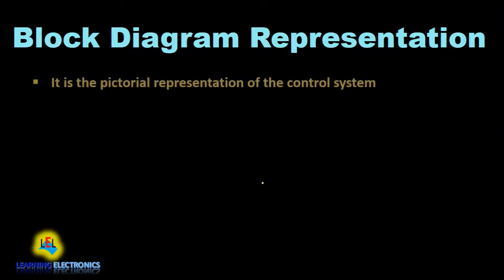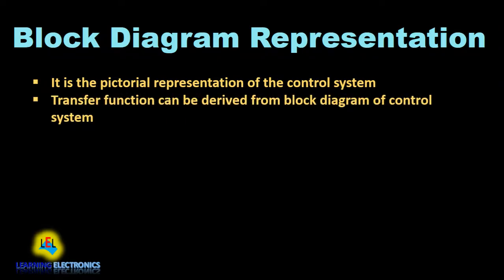Block diagram representation of control system is the pictorial representation of the control system. Through block diagram representation of control system, we can derive the transfer function of the control system. For complex control systems, it is not convenient to use the time domain analysis. So we derive the transfer function in the S domain. The transfer function of the control system is represented by G(s), which is equal to the Laplace transform of output signal divided by the Laplace transform of input signal.